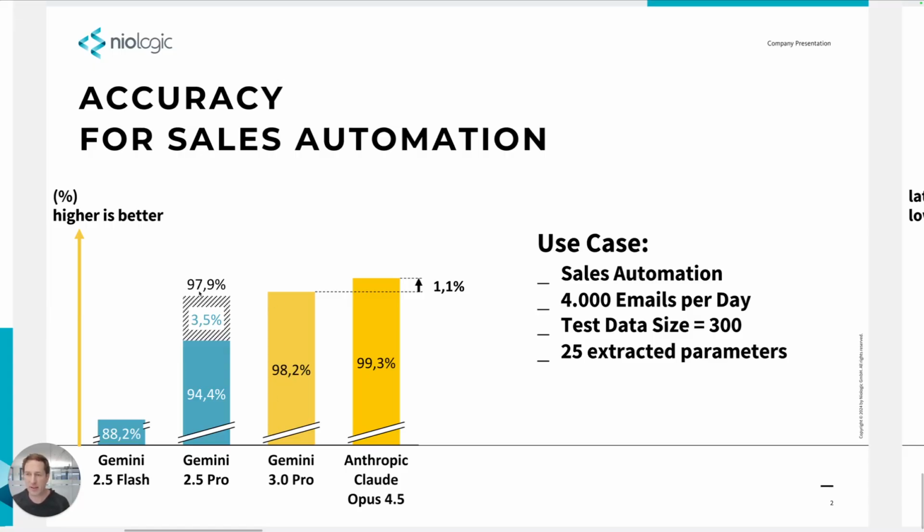And if you compare now 97.9% with 98.2%, basically it's more or less the same system. Yes, these systems are probabilistic and so on, but our error bar, sorry, I didn't put it in, is 1%. So basically you can say Gemini 3.0 Pro and 2.5 Pro have the same results in our real-world sales automation benchmark.